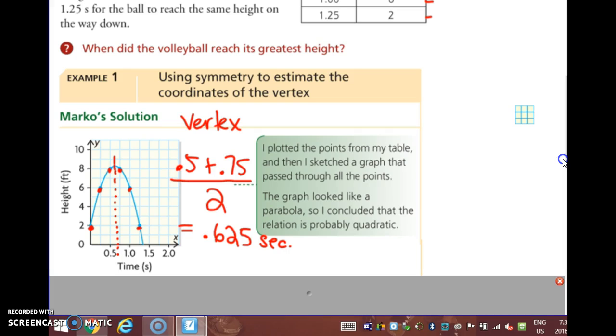And if we want to know what that maximum height is, we can take a look at this graph and see it's slightly above our 8, probably somewhere around 8.2 feet. So when did the volleyball reach its greatest height? It reached it at 0.625 seconds, so less than 1 second. And that maximum height is approximately 8.2 feet.